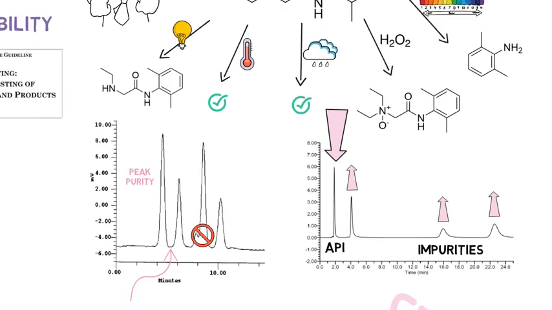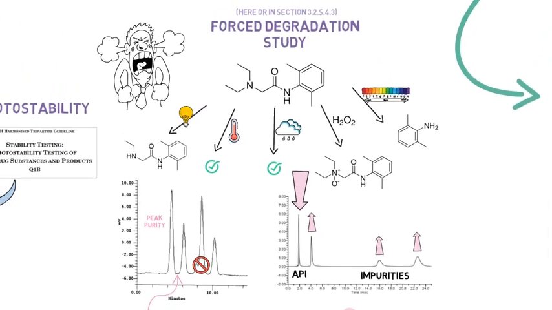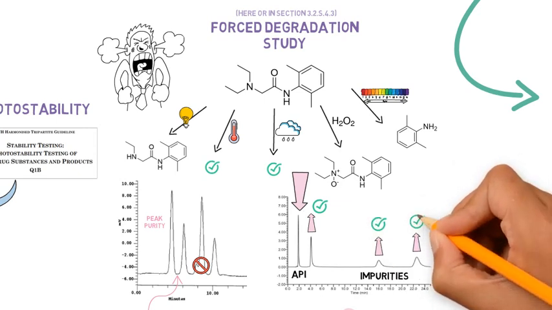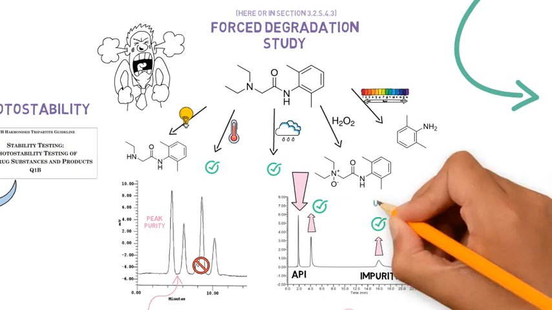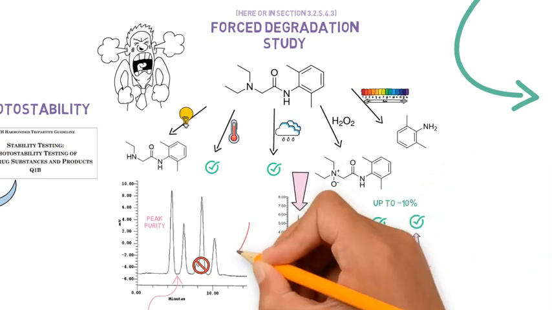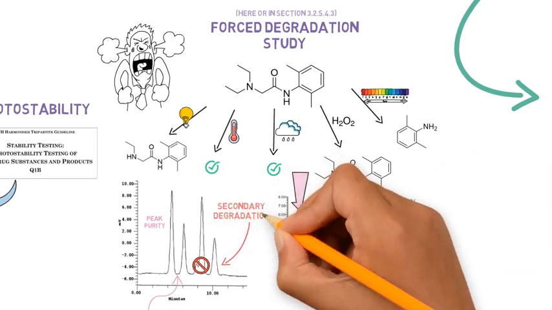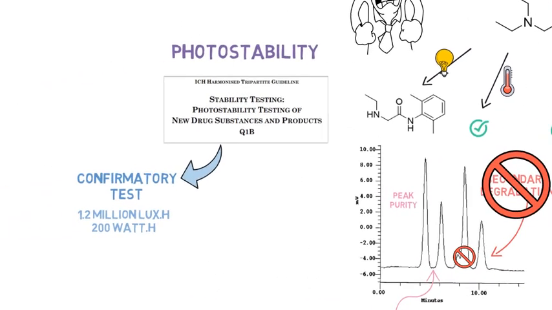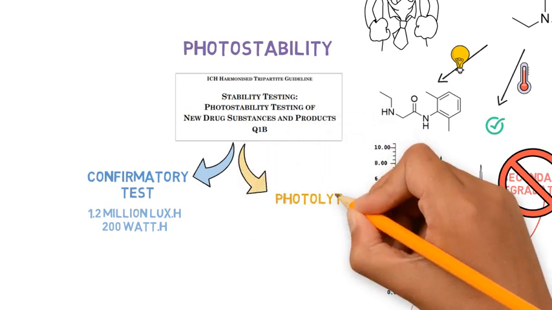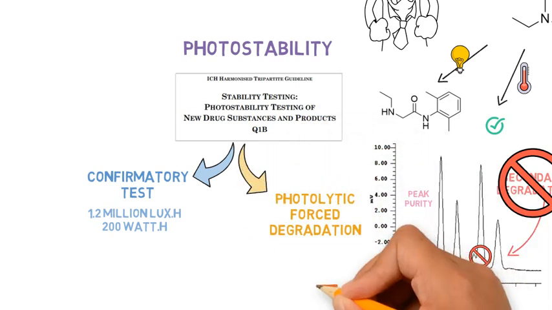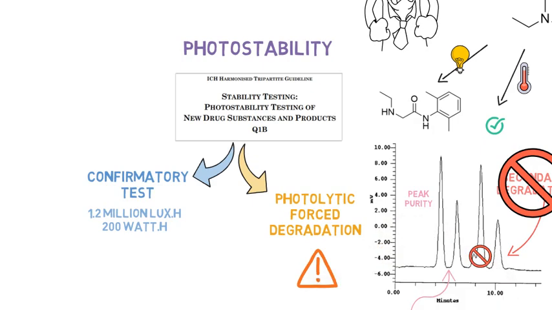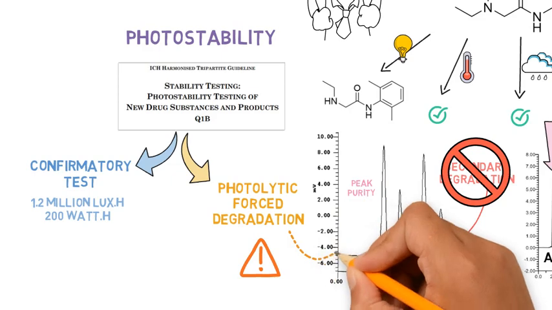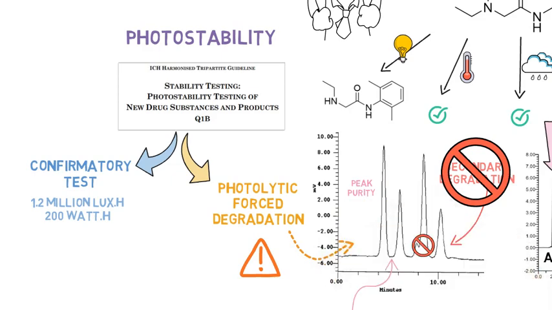Hence, our intention in a forced degradation study is to see formation of impurities, so that this can be evaluated, but not in an exaggerated way. We usually look for up to 10% degradation to avoid secondary degradation products, which would not be expected in the real life of the API. Moreover, ICH Q1B also recommends a photolytic forced degradation, which in general is a more extreme condition than the confirmatory test, since its objective is to form impurities to demonstrate that the method is stability indicating.